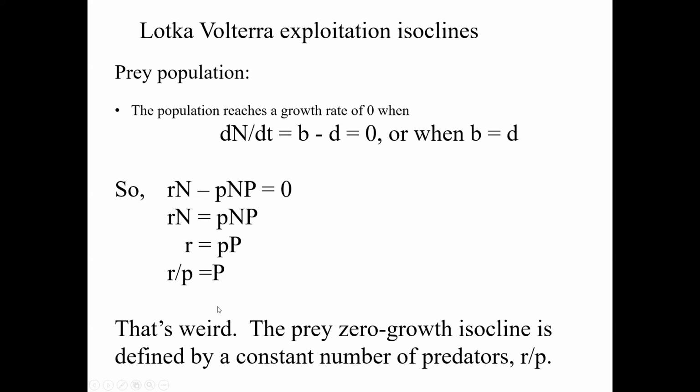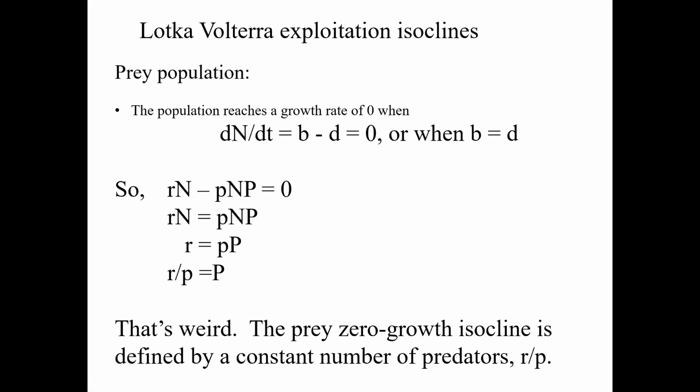And dN/dt equals 0 when the birth rate divided by the predation rate equals the number of predators. All right, that's completely bonkers. That is so weird because the 0 growth isocline of the prey population depends exclusively on the number of predators. It has nothing to do with the number of prey. Mathematically, that's what we get.